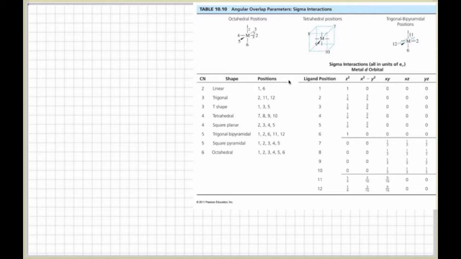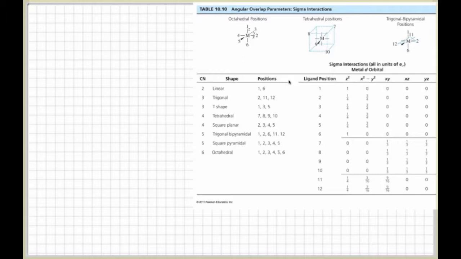The reason this approach is so nice is because it can handle a lot of different geometries and in fact take into account both sigma and pi bonding interactions to pretty quickly generate molecular orbital diagrams of the orbital energies for the metal complex. So in this example, we're going to first just consider sigma bonding interactions. This table is from your textbook. It's Table 10.10, angular overlap parameters for sigma interactions only.